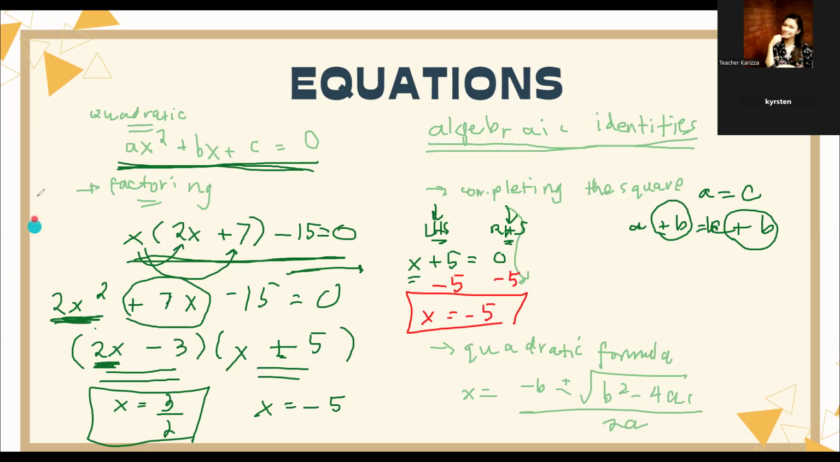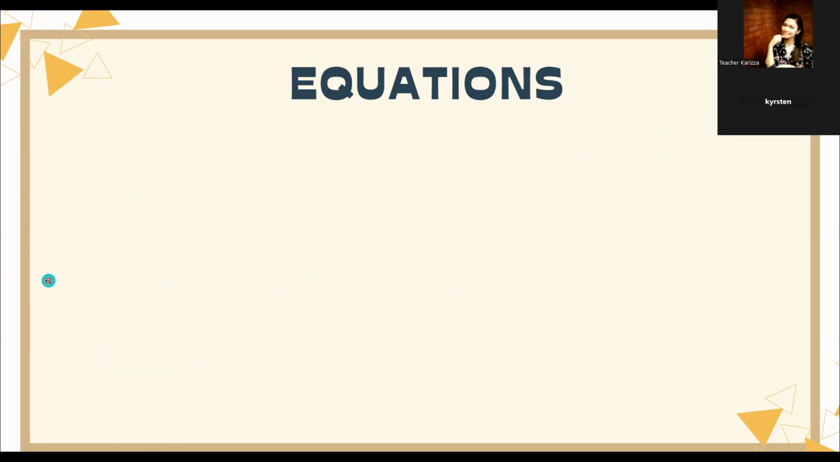So, let's move on. So next we have completing the square method. So sometimes you have equations where you cannot factor it out. So yung factoring, it doesn't work out. Okay, so what we do is completing the square.